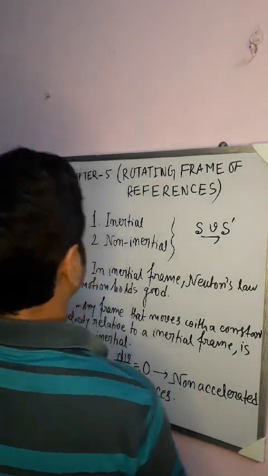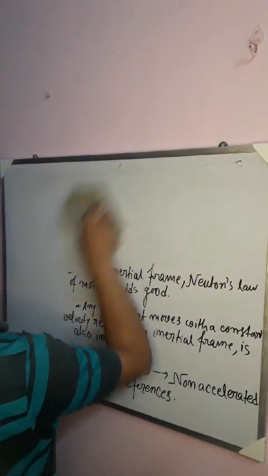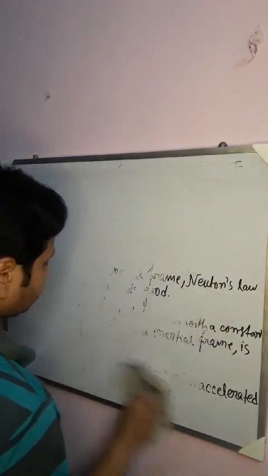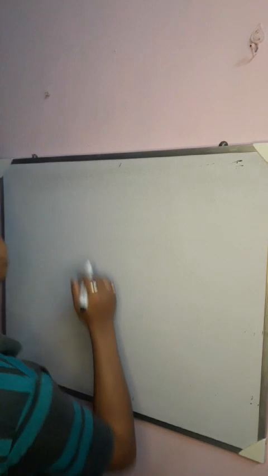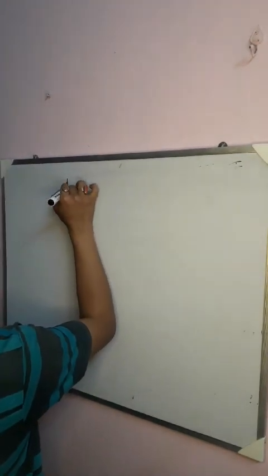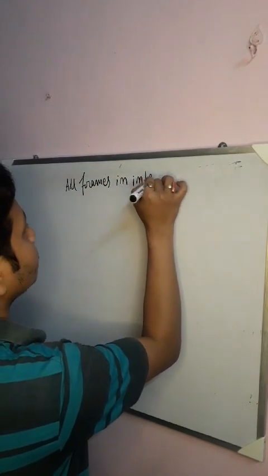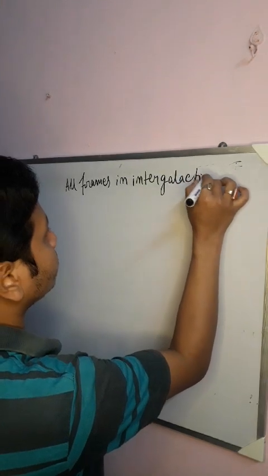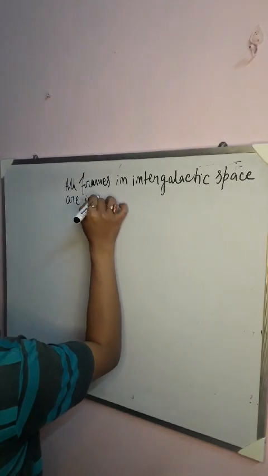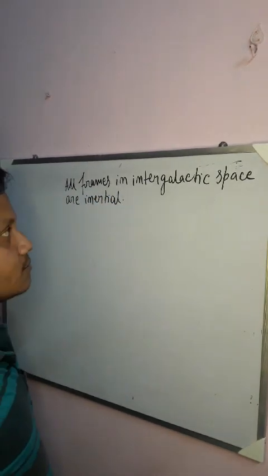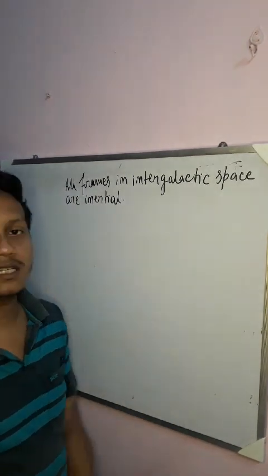Now what are the examples of inertial frame? The best example you can say is the frames in intergalactic space. All frames in intergalactic space are inertial. This is the common example. That is, the frames in intergalactic space are called inertial frames of references.